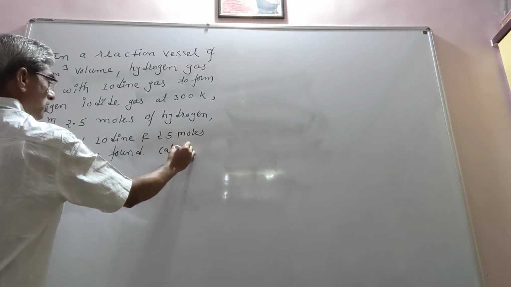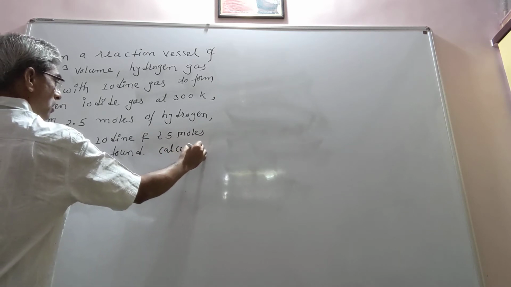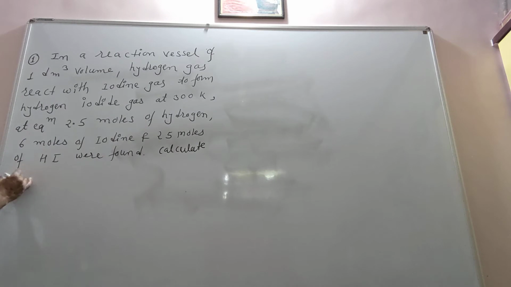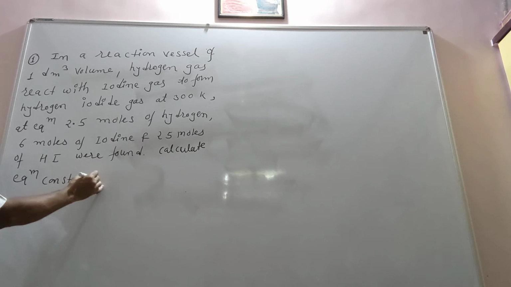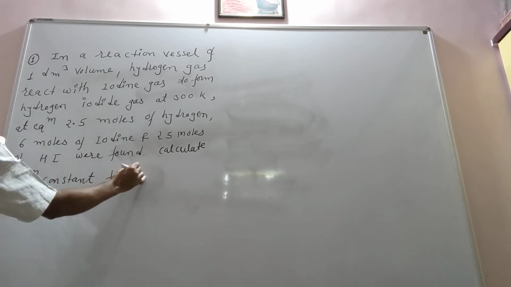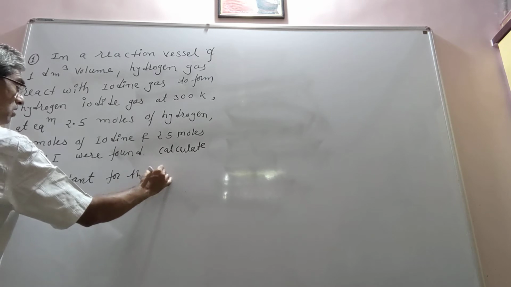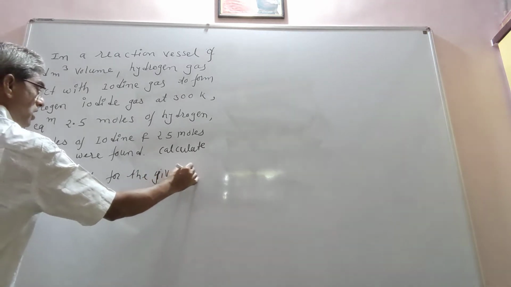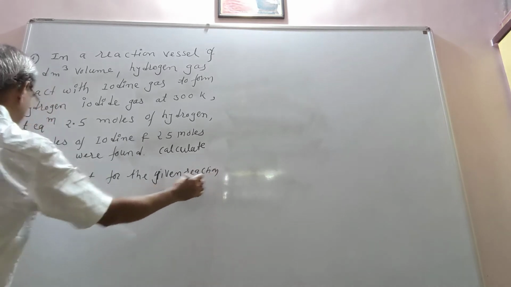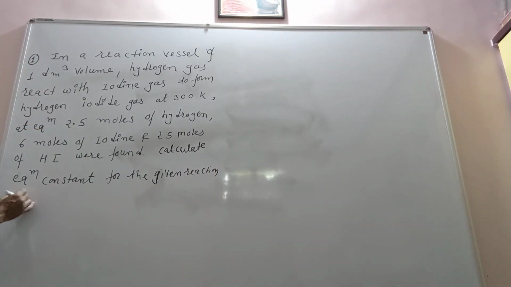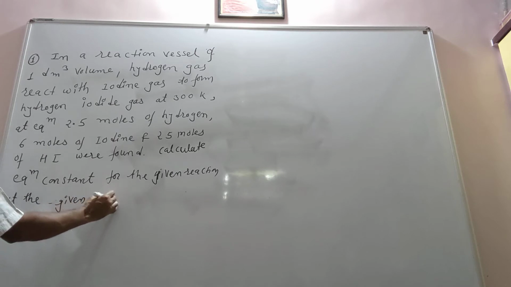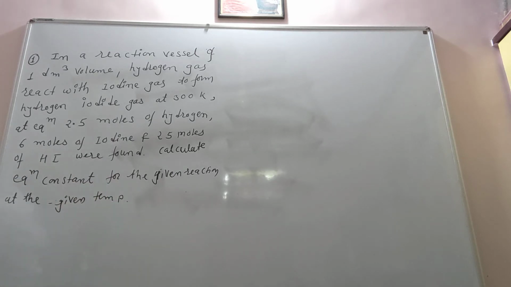Calculate the equilibrium constant for the given reaction at the given temperature. This is numerical number 1.